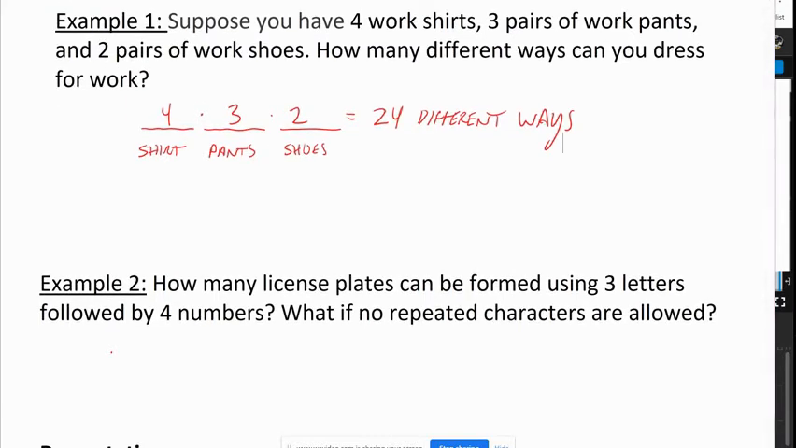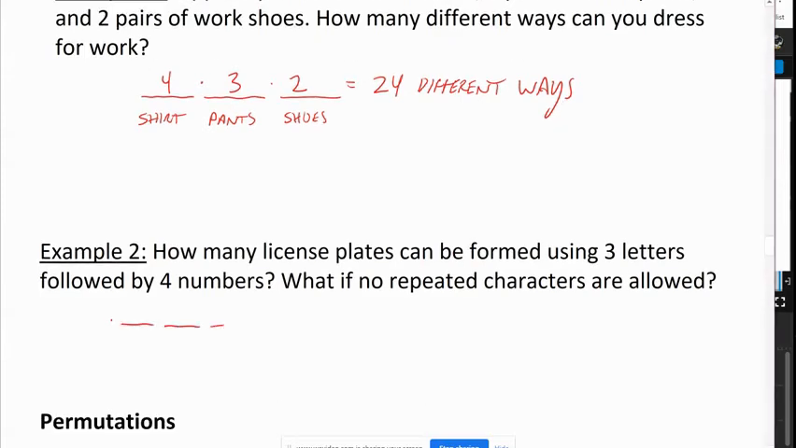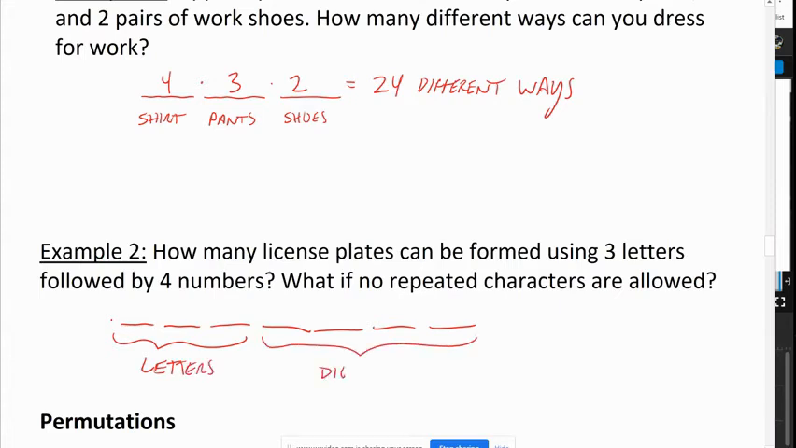So in example 2, this time we're making a license plate with 3 letters followed by 4 numbers. So we have 1, 2, 3 letters followed by 1, 2, 3, 4 numbers. These have to be letters, so we have 26 letters in our alphabet. And then these have to be numbers, so these are going to be digits 0 through 9. Since there are 26 letters in our alphabet, there are 26 choices for that spot, 26 choices for that spot, 26 choices for that spot, and then 10 choices, 10, 10, 10.